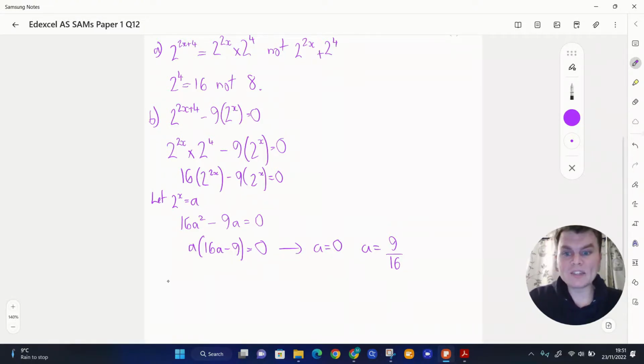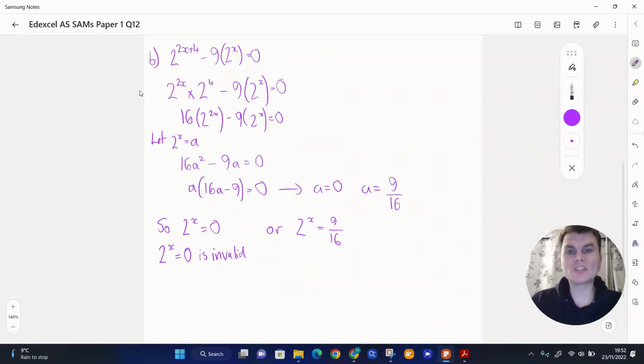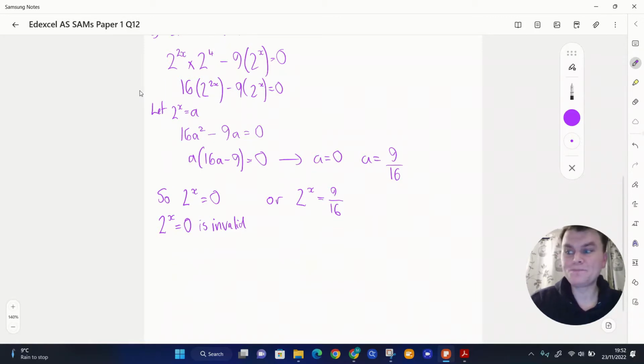So now that we know that a would be 0 and a is 9 over 16, we can bring back 2 to the power of x. So 2 to the power of x equals 0, or 2 to the power of x equals 9 over 16. Well, there's a problem with that first one. 2 to the power of x cannot equal 0. So we can just write 2 to the power of x equals 0 is invalid. I'm not going to count that.